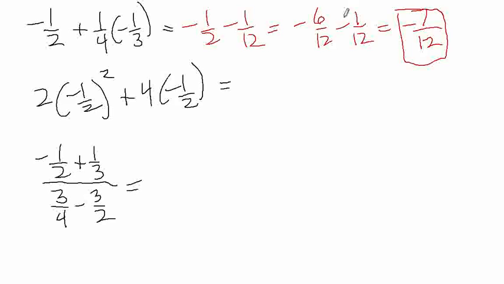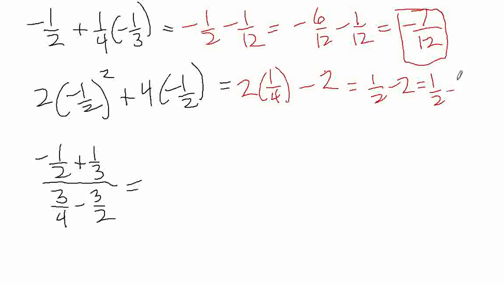For the second one, I'm going to simplify the power first. And then for the second term, I can do that multiplication. Now I'm going to do the multiplication that's left over first and reduce the fraction. And then finally, I need to make them both have the same denominator. And so putting it all together, the answer is minus 3/2.